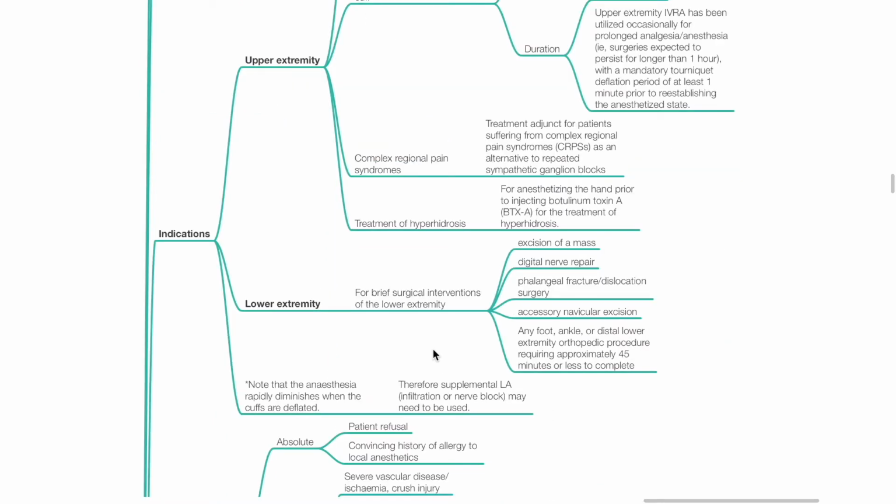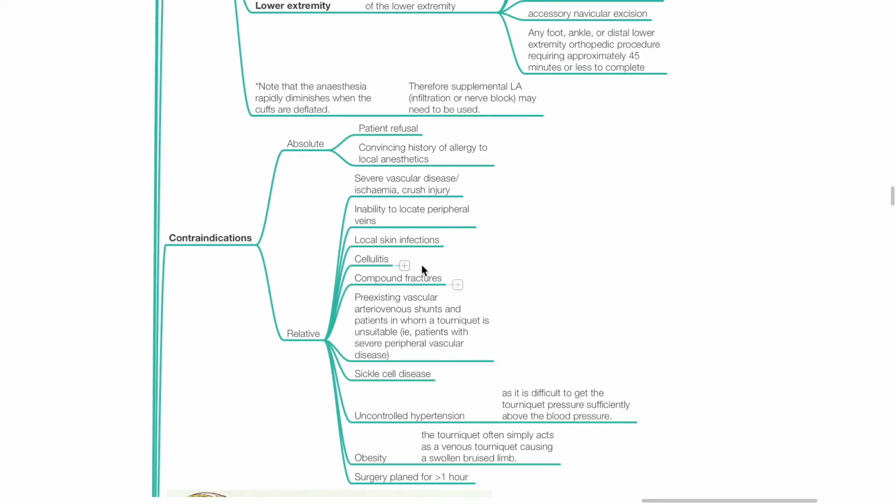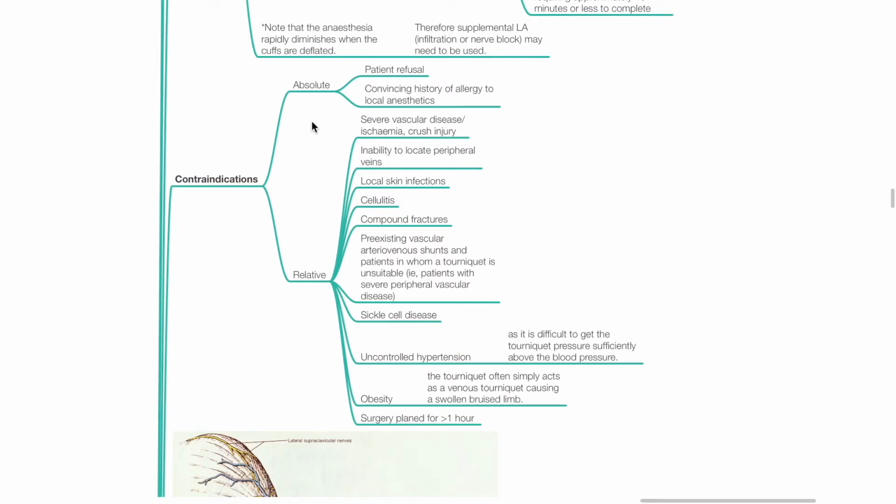For brief surgical interventions of the lower extremity, such as digital nerve repair and excision of a mass, note that anesthesia rapidly diminishes when the cuffs are deflated, therefore supplemental local anesthetic may be needed. Absolute contraindications include patient refusal and history of local anesthetic allergy.